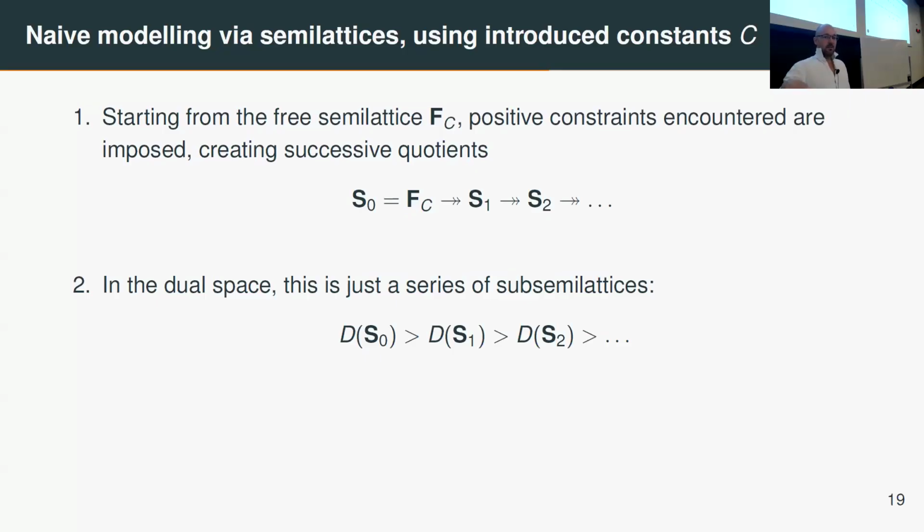In the dual space, though, each time we're taking a quotient, what that corresponds to is taking a sub-semilattice in the dual world, because I mentioned how surjections become injections. So each time I take a quotient here, for the dual, that corresponds to taking a sub-semilattice. And this is really handy because these semilattices are concrete semilattices. They are generated, their elements are prime filters, and the operation is union.